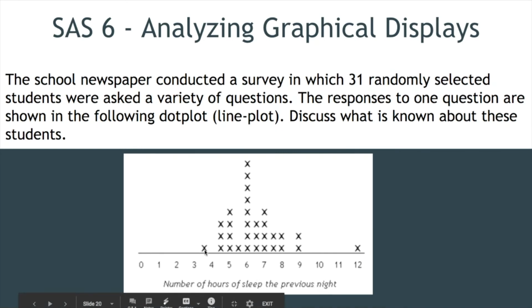One person had 3.5. 3 had 4.5, 4 had 5, 1 had 5.5, 8 had 6, 3 had 6.5, 4 had 7, 2 had 7.5, 2 had 8, 2 had 9, and 1 had 12. I don't know who this guy is with 12 hours of sleep, man, but he's obviously doing something right.